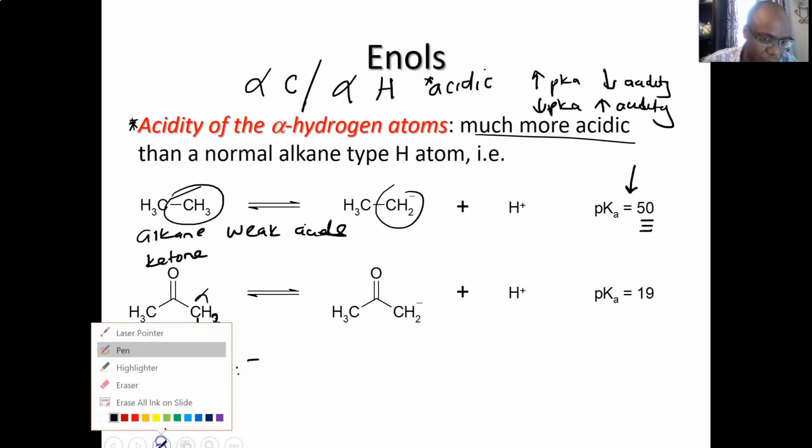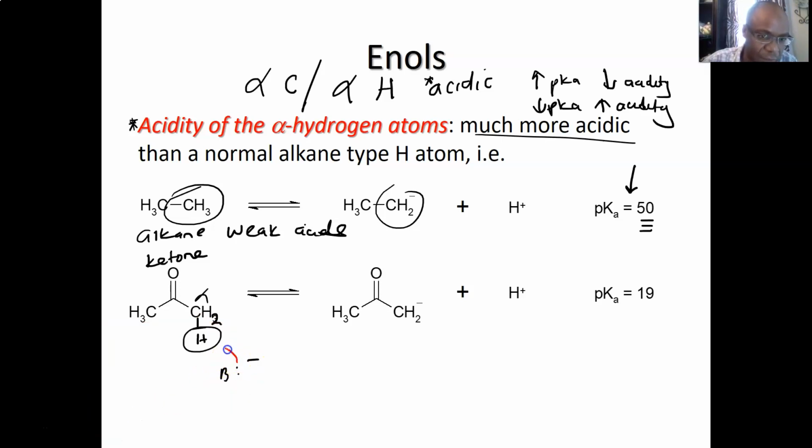So let's say we use a base. The alpha hydrogen can be taken out using a base, and then the two electrons, the bond, are donated to the carbon. So you end up with a negative charge, and you form a carbanion, because it's a carbon bearing a negative charge. Negative charges on carbon are called carbanions.